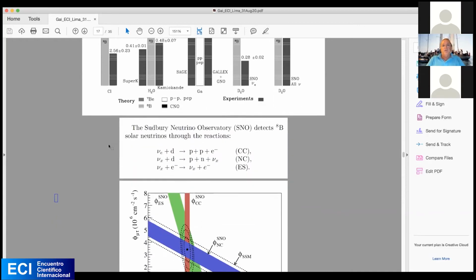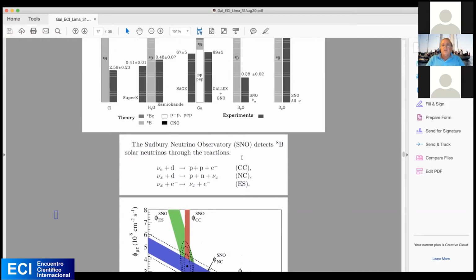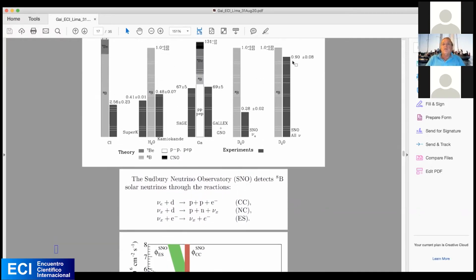So in the Sudbury neutrino experiment, we can dissociate deuterium into 2 protons. We can dissociate the deuterium into proton plus neutron, or we can do elastic scattering with the atomic electron. This goes through charge current interaction, and this goes through neutral current interaction. When we measure the neutral current interaction, we measure interaction with all neutrinos: tau neutrino, electron neutrino, and mu neutrino. When we measure charge current interaction, we only measure electron neutrino.